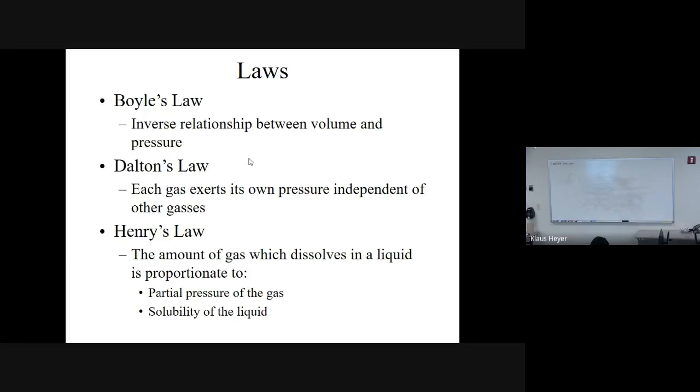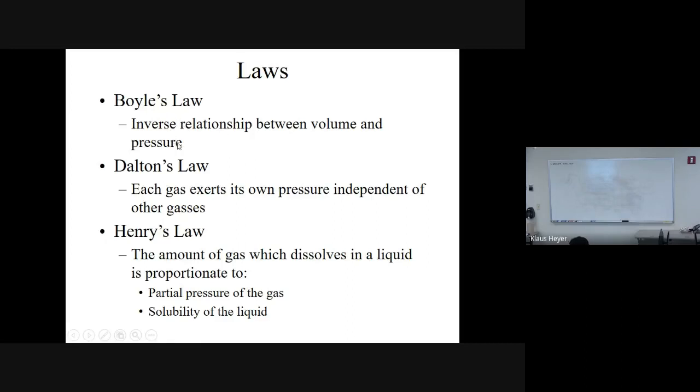The three laws. Of course, I'm going to ask them. Which one of these laws did we just talk about when we were talking about why you breathe in? Is that Boyle's law? What happens when you breathe in? Your lungs get bigger. What happens to the pressure? What's Dalton's law? Dalton's law was about the pressure of oxygen, while here we're talking about the lower pressure. You said Boyle's law, thinking about blood pressure.